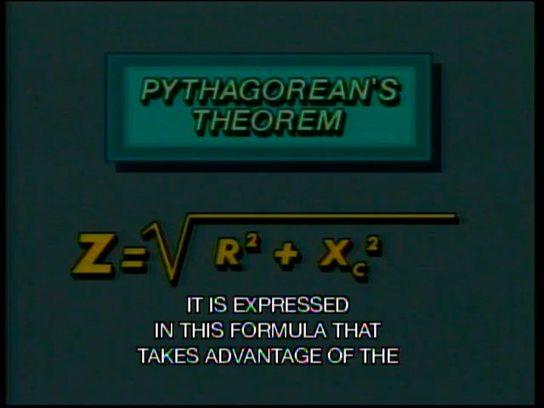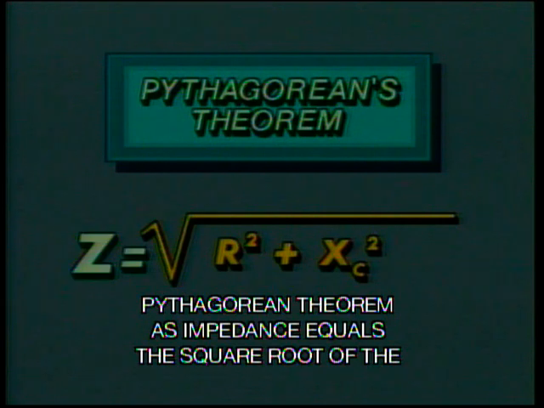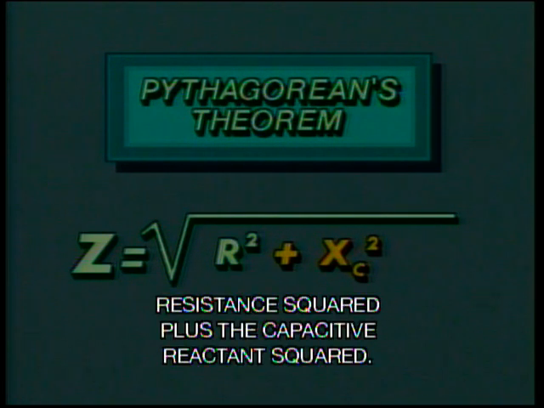It is expressed in this formula that takes advantage of the Pythagorean theorem: impedance equals the square root of the resistance squared plus the capacitive reactance squared.